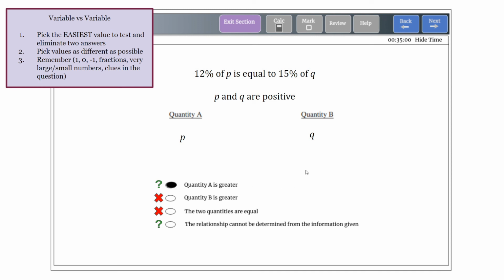And part of it's because at a certain point, the pattern should show itself. You should be able to abstractly say no matter what positive value P is, if 12% of it is equal to 15% of Q, P has to be the larger value. So it doesn't give you that same confirmation that the other questions did, where we were able to eliminate 3 wrong answers. But the reason this method is so effective is because by starting off with the easiest value, in just a matter of seconds, we've eliminated 2 wrong answers.